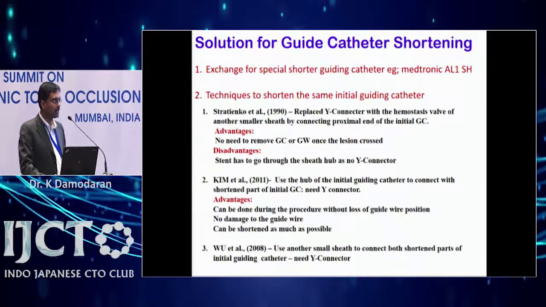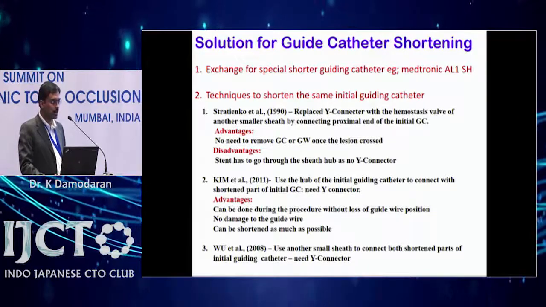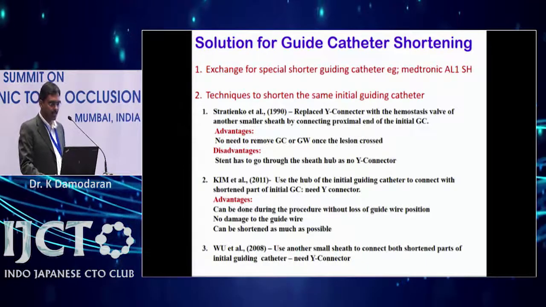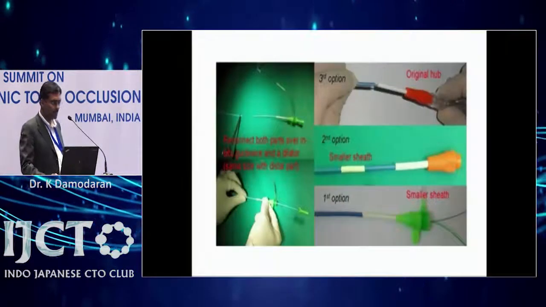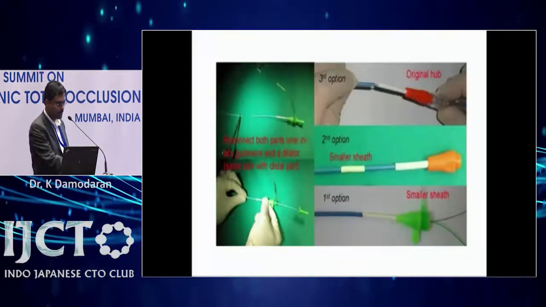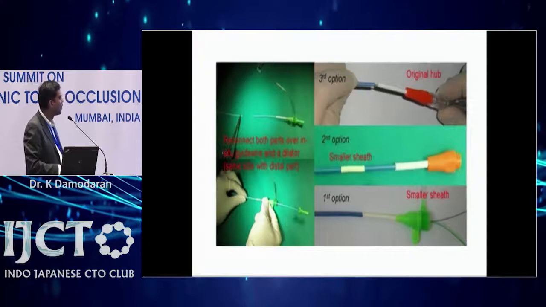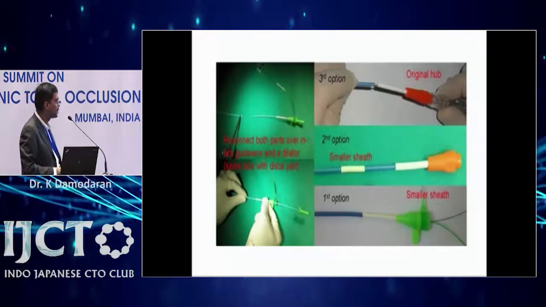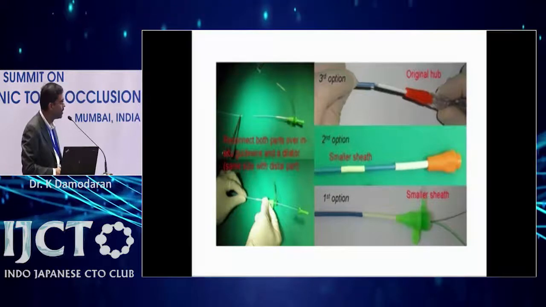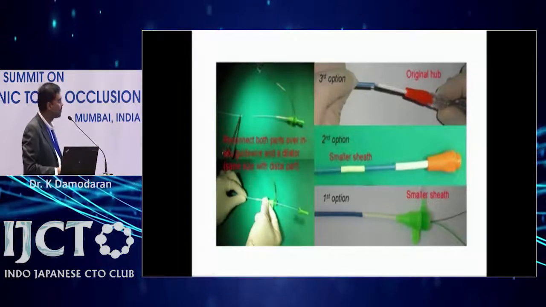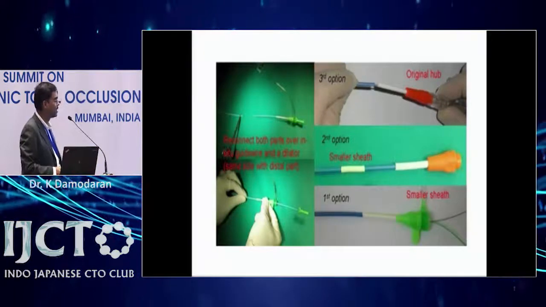what he did, he cut short the guiding catheter at some distance from the hub of the guiding catheter. I will explain from that diagram. You can see the lowermost one is that he cut short the guiding catheter from some distance, then reconnected with a short sheath, which is usually 1 French less than the guiding catheter size.